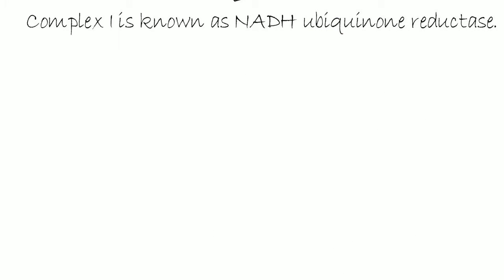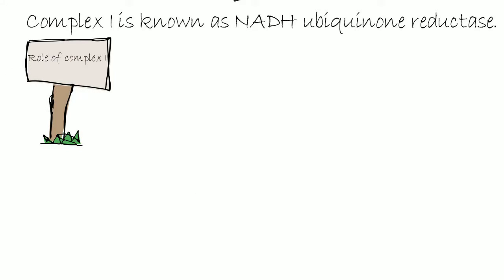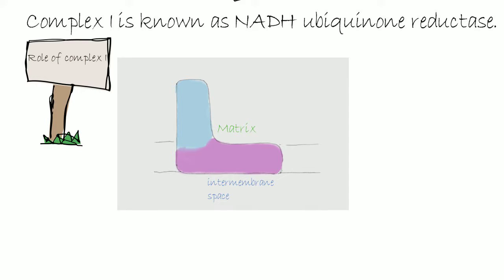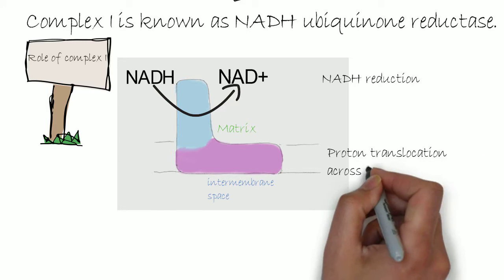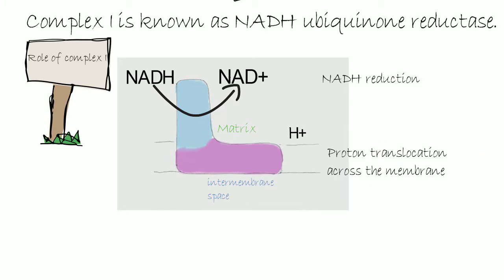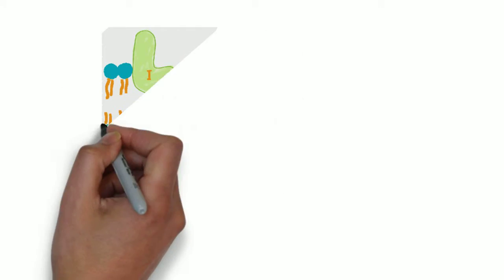The role of complex 1 is to oxidize NADH by removing electrons from it. The NADH can be reduced back later in the respiration. The energy from this redox reaction is used to transport protons across the inner membrane.